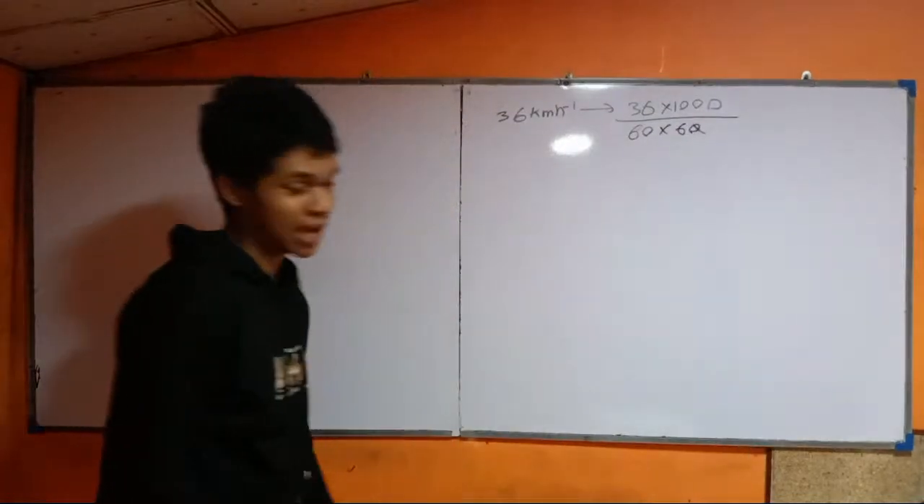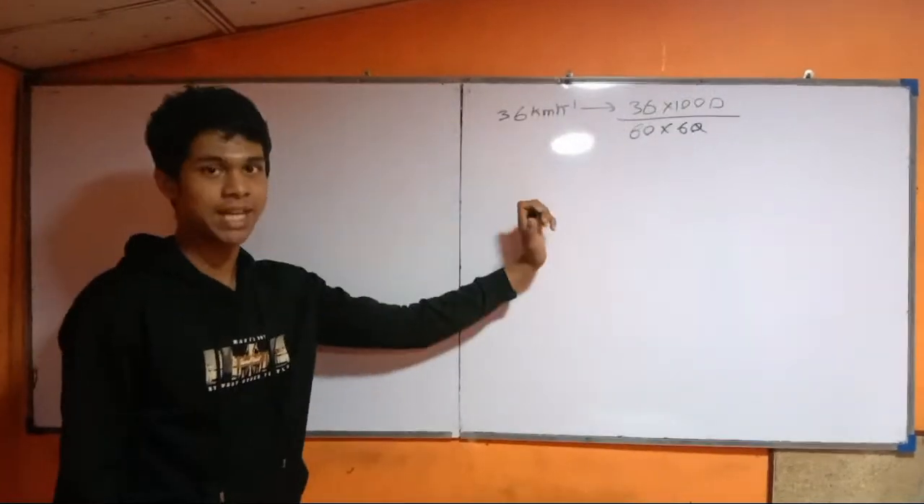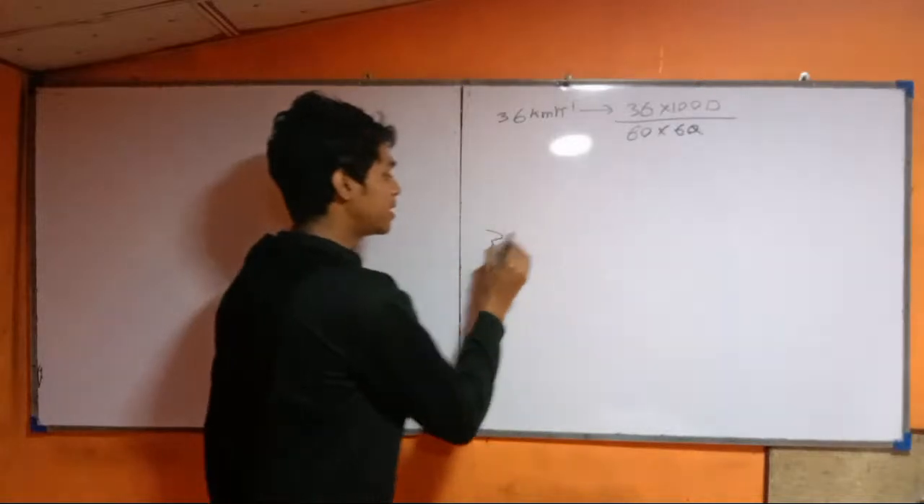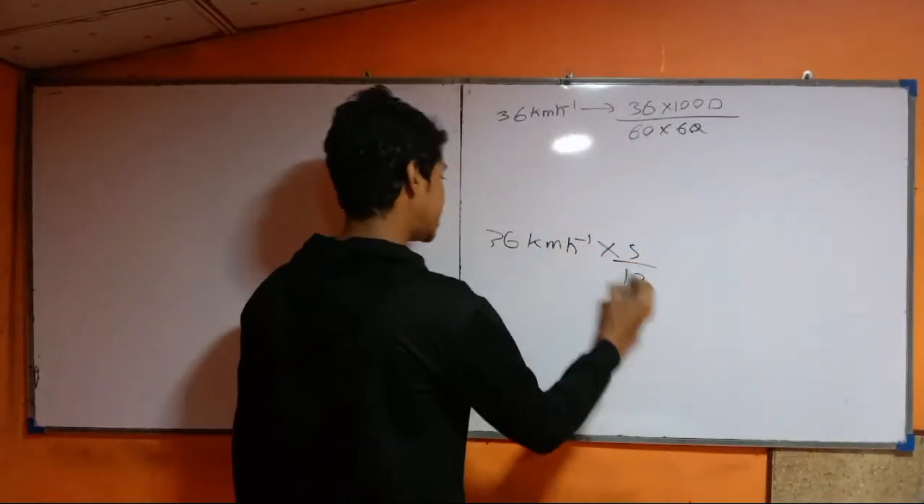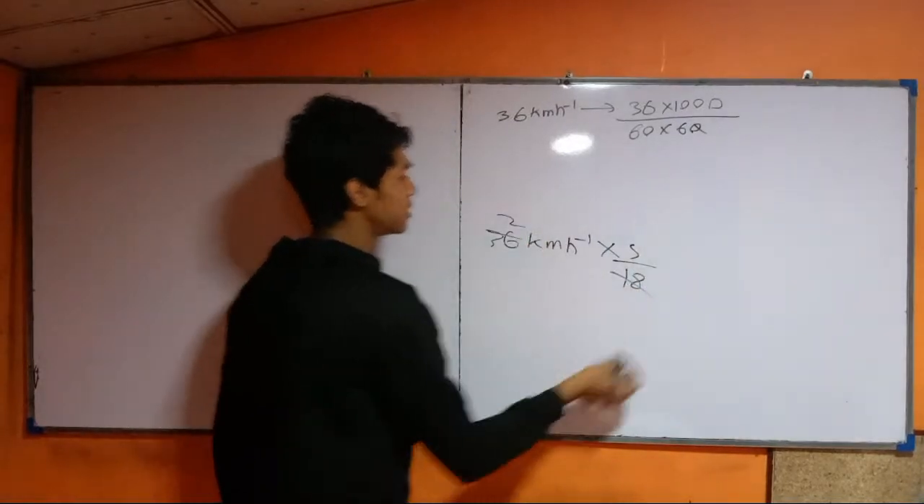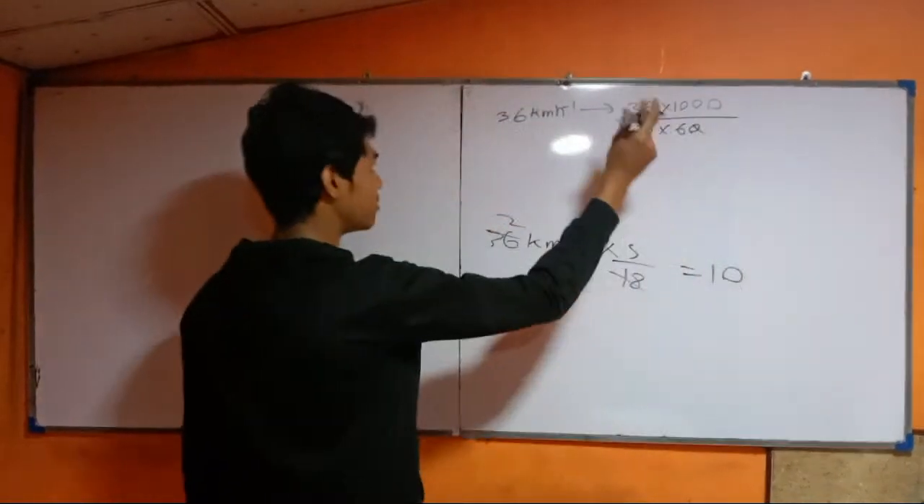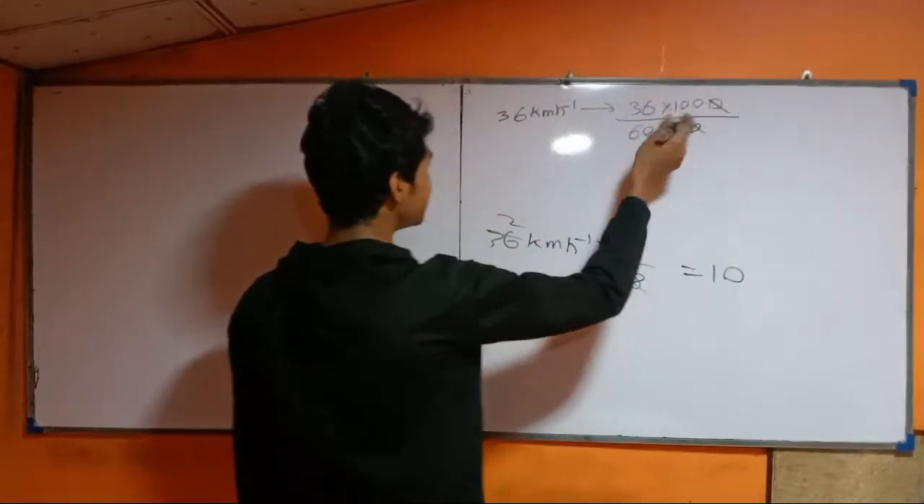So what you can actually do is multiply this by 5 over 18. That is the easy method. You just see 36 kilometers per hour. Next time you're just going to multiply it by 5 over 18, so directly you can get an answer, 5 into 10. But this is the first time, so you should do it like this.